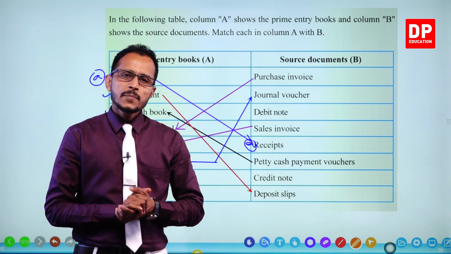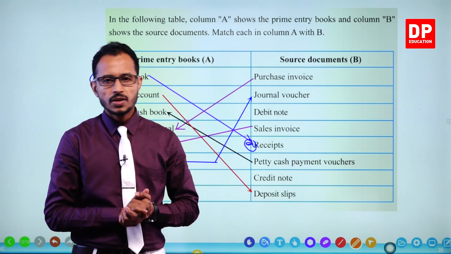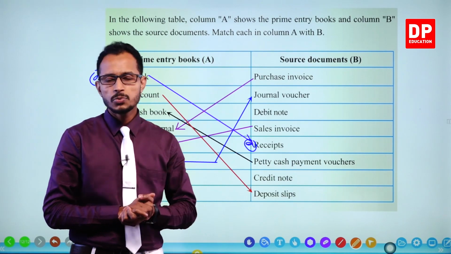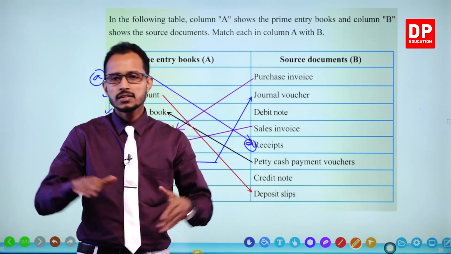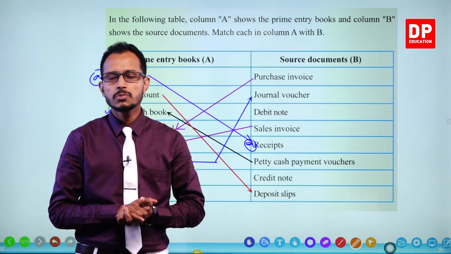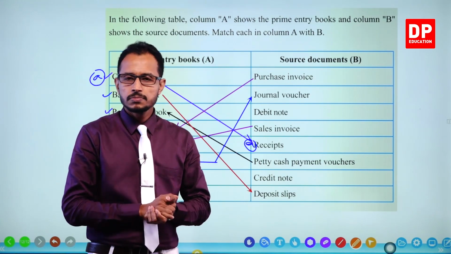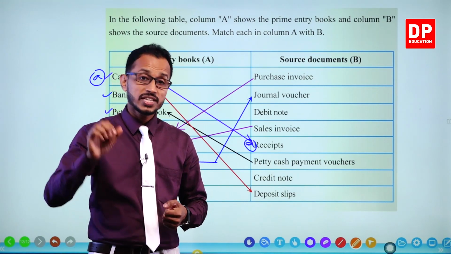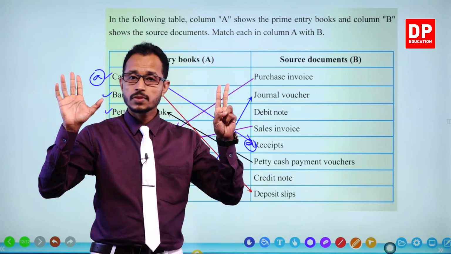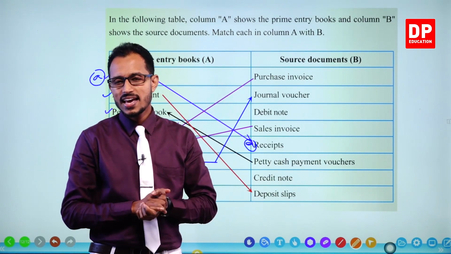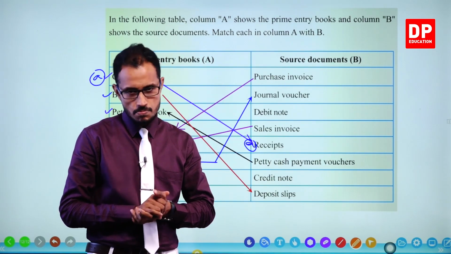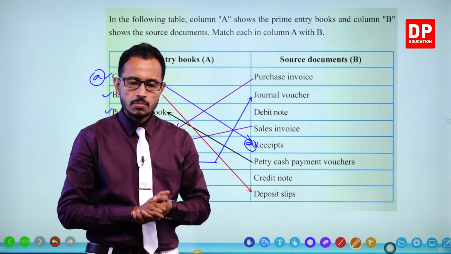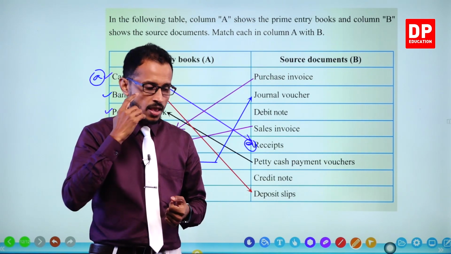So I hope to see you soon, children. With this, we come to an end. We end Unit 7, Prime Entry Books. The next unit, Chapter 8 or Unit 8, is the Cash Book and Petty Cash Book. More accounting coming your way.